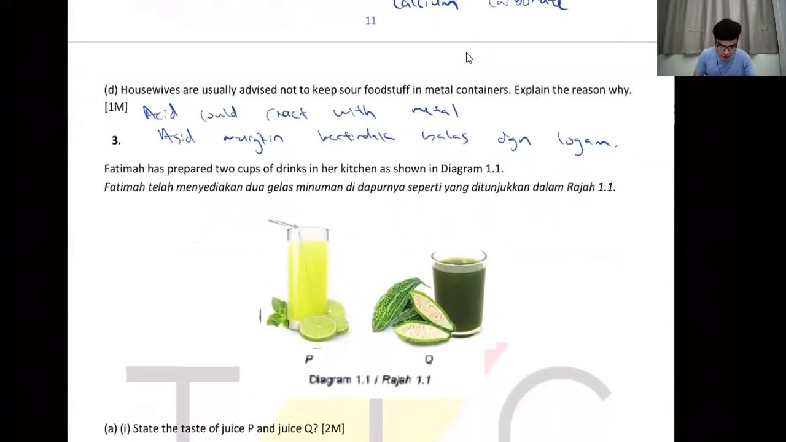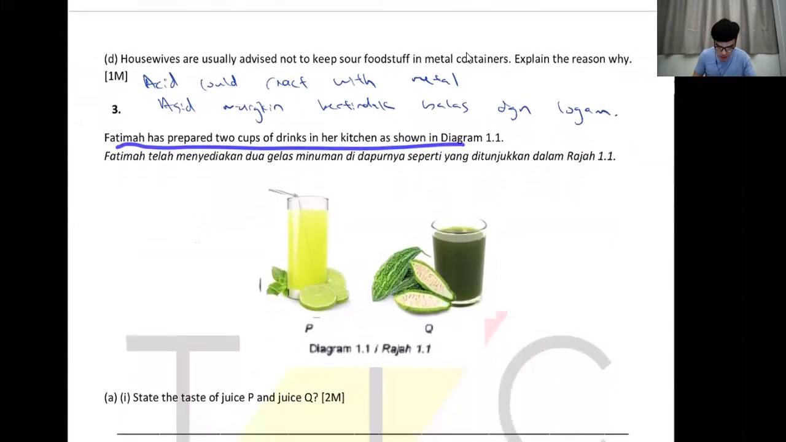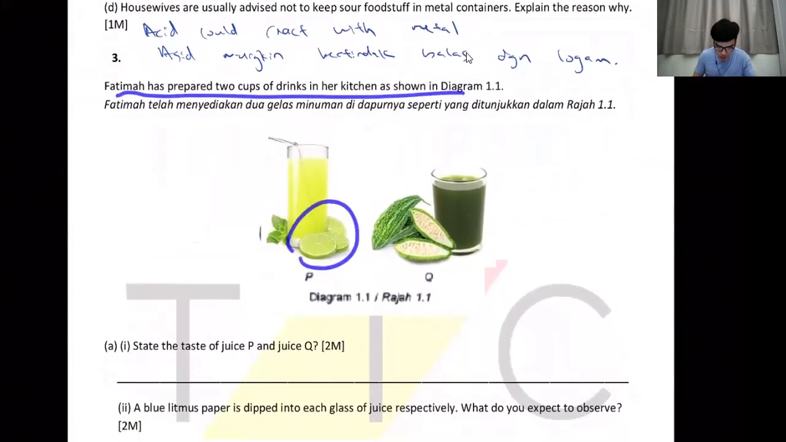Anyway, number 3, Fatima has prepared 2 cups of drinks in the kitchen as shown. Okay, I can see she used limau here, the lime. Ew, why would she use this? Oh my God. Okay, do you know what is this? This is basically peria, your bitter gourd.